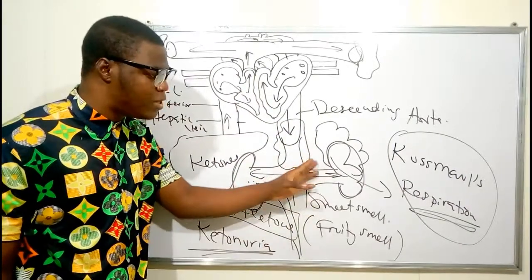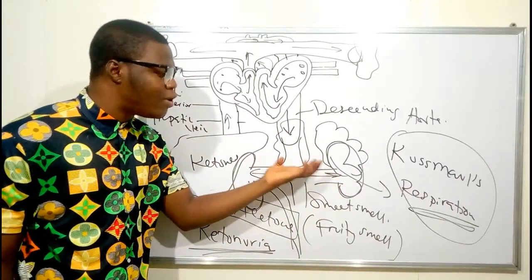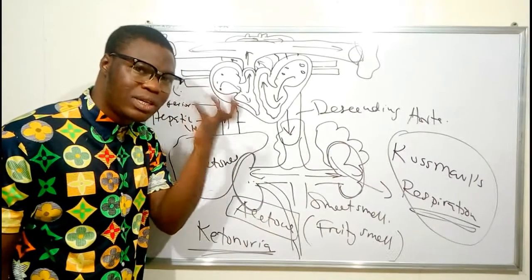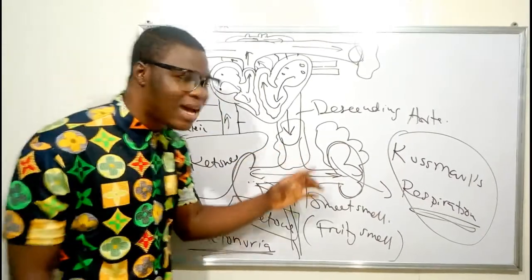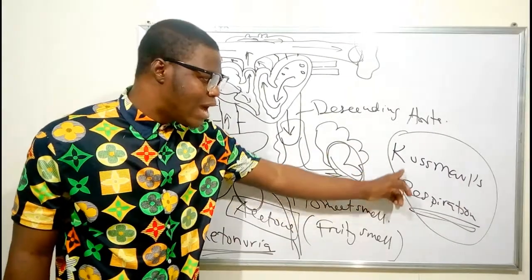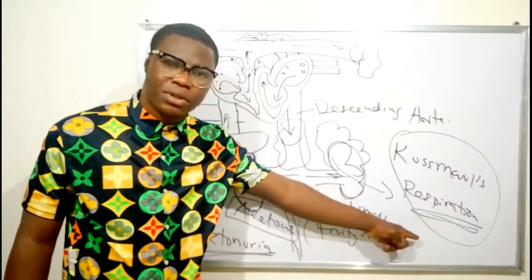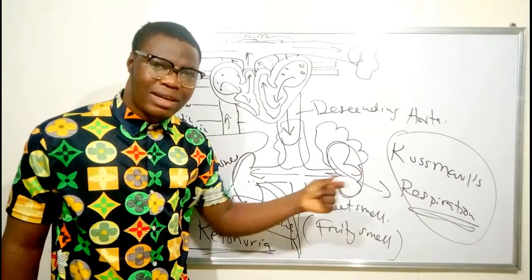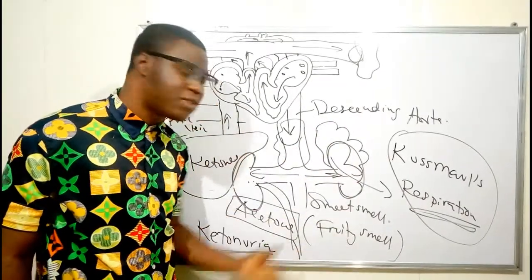But I just want us to pick the medulla oblongata there. The medulla oblongata is going to sense a high level of ketone within the blood, and it has the respiratory center within it. So it will increase the person's respiration, and the person will have what we call Kussmaul's respiration, a rapid respiration, in an attempt to get rid of ketones.